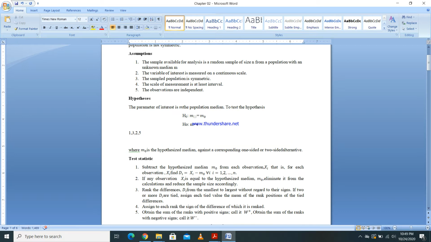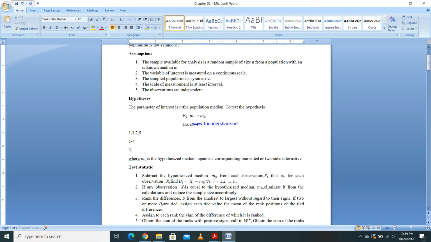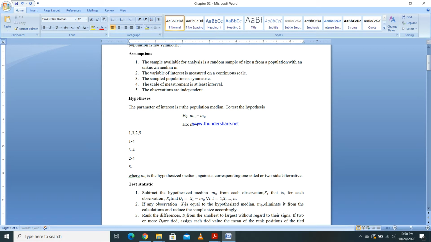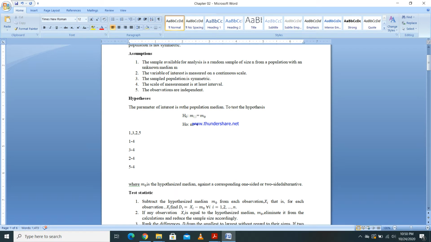So the first point that you have to do is you have to subtract 4 from each and every observation of your data set. So that is 1 minus 4, and you have 3 minus 4, 2 minus 4, 5 minus 4. Likewise, that would be your first step, right? So first you have to calculate the difference between observation and the median value, right? And then the second one.